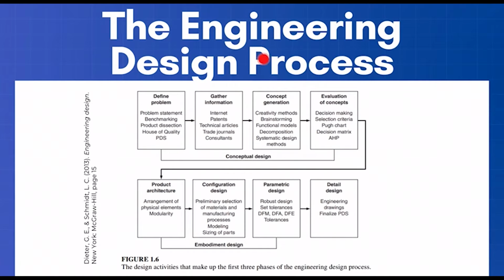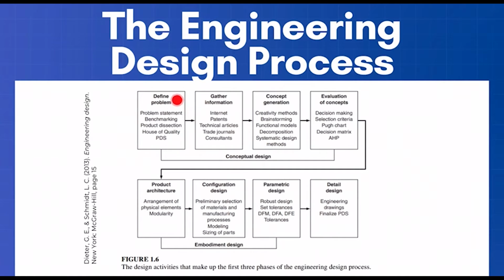So this is the flowchart of the engineering design process. As you can see here, there are three processes: the first one is the conceptual design, the second one is the embodiment design, and the last one is the detailed design. In conceptual design, there are 4 activities.